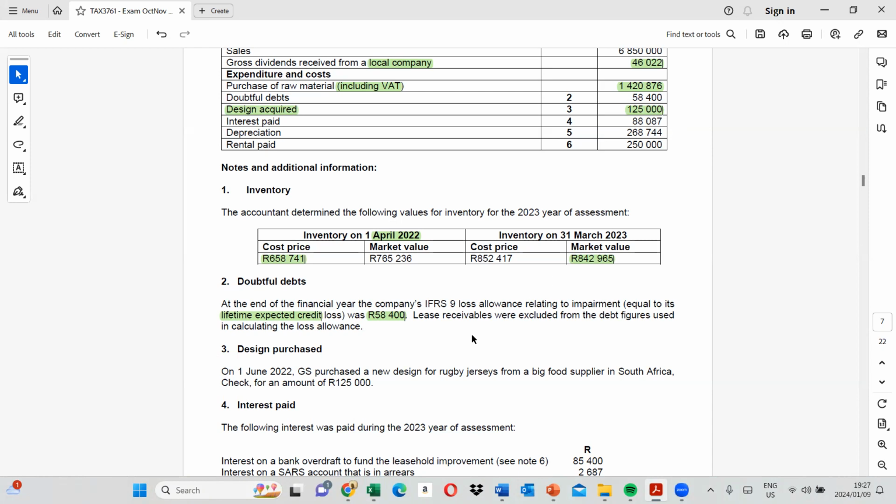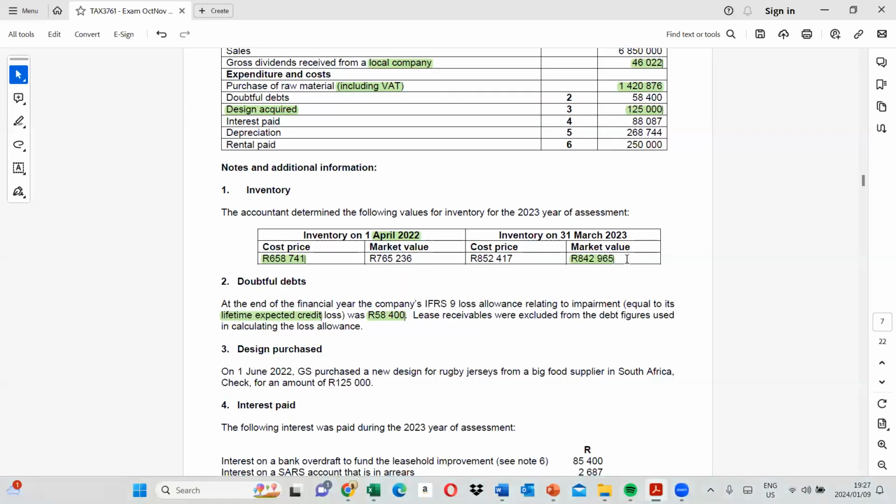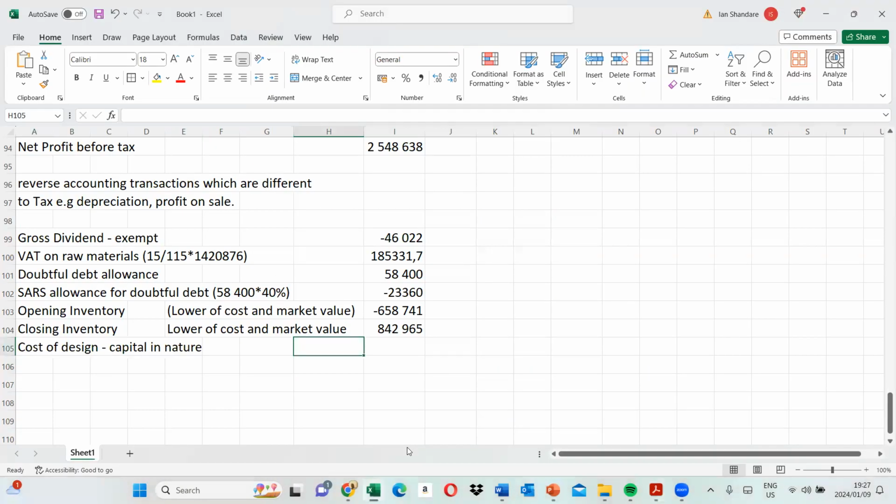You know, so in regards to this, cost of design. All right, so you can write down capital in nature. All right, so you reverse that. So in this case, we need to reverse that. 125,000. So we add it back because the accountants deducted it. And then allowance on design.